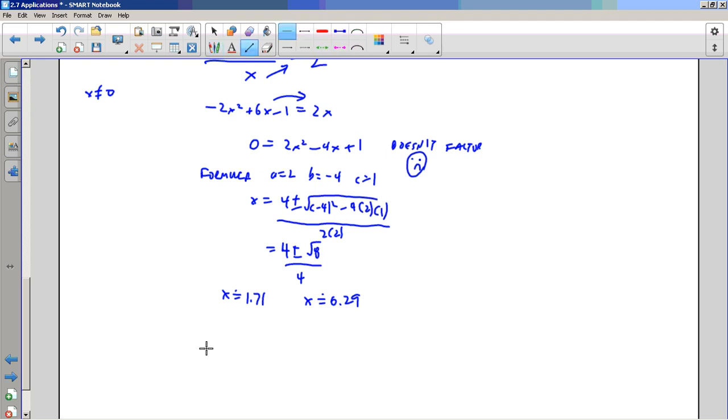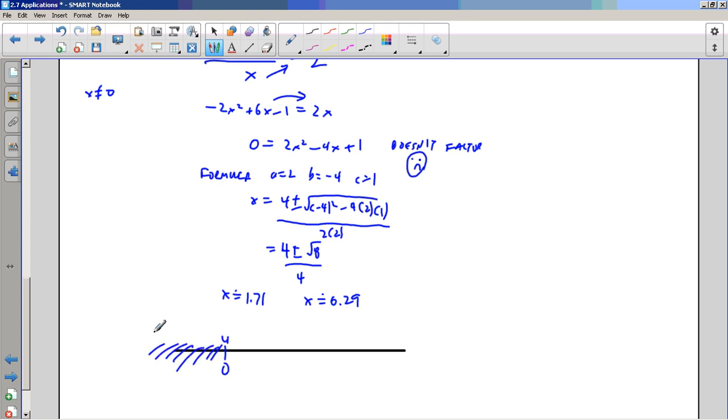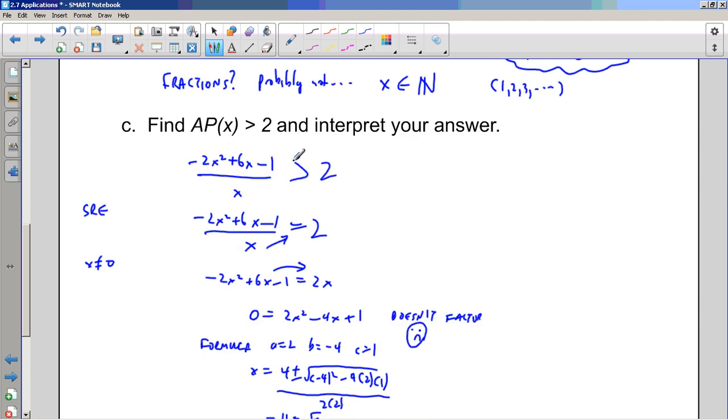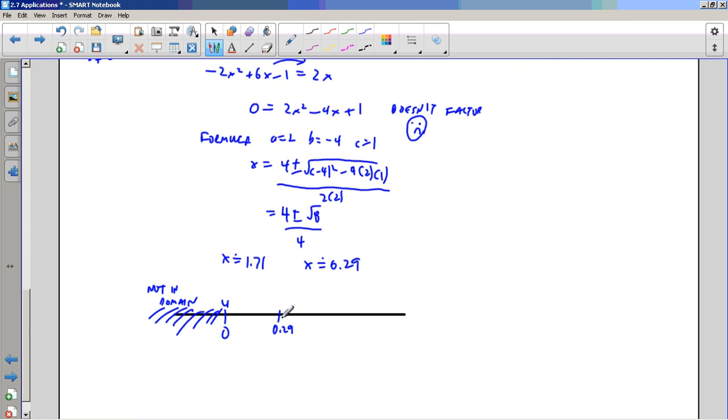And once we get the related equation solutions, we can put them on a number line. That's the idea. We got 0 where it's undefined, and in fact, on this side of the number line, we said that's not in the domain. It doesn't make sense for this application. And then we got 0.29, where that's not a solution because we want it to be greater than 2, so not a solution. 1.71. And now we want to use test points to find the regions of solution. So use test points.